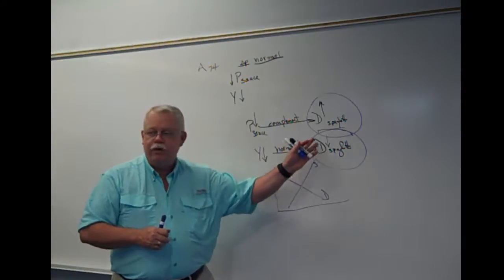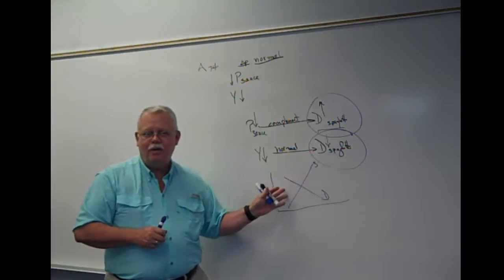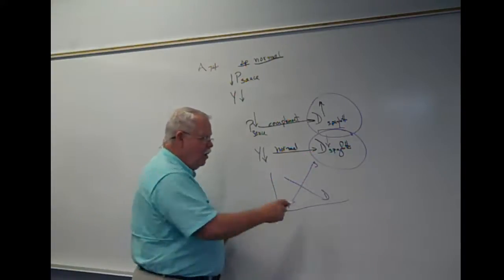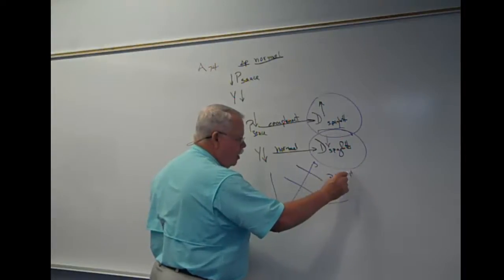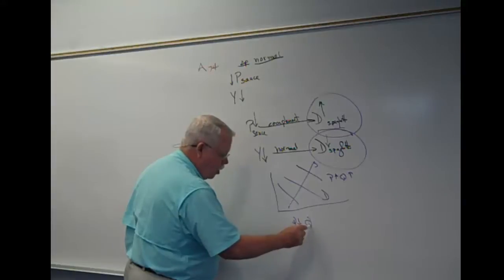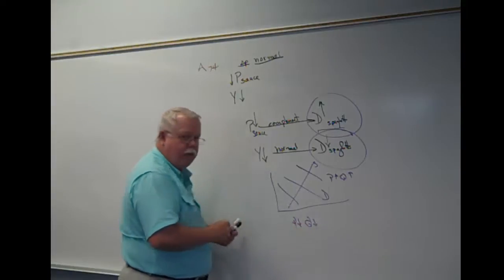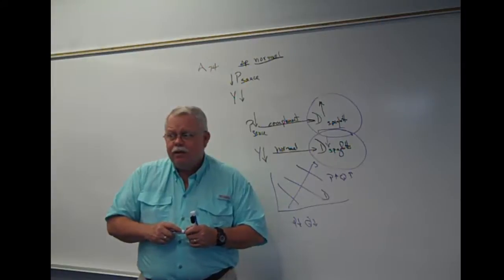Which way does it move the furthest? We don't know. Since we don't know whether it goes up here, which would be a higher price and a greater quantity, or it goes down here, which would be a lower price and a lower quantity, what can we conclude about price and quantity? Not a thing. We have no idea.